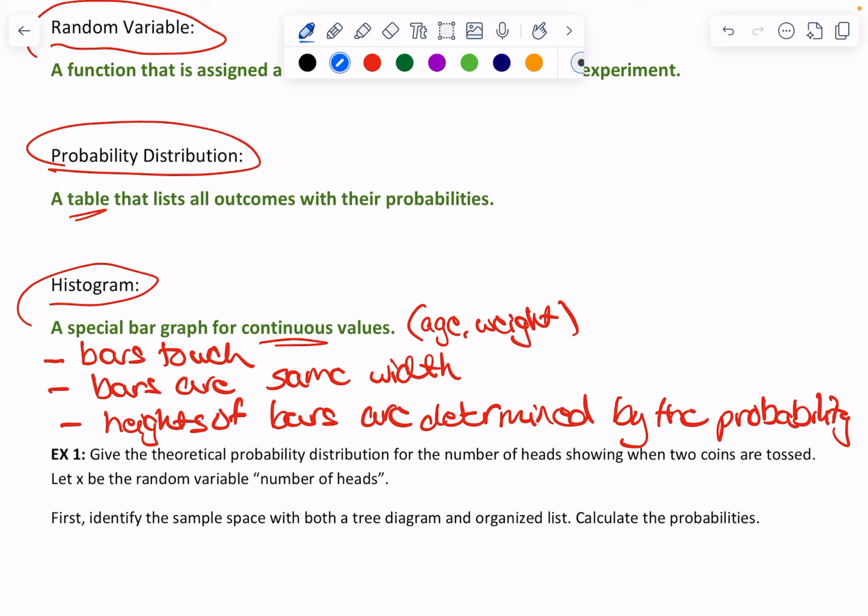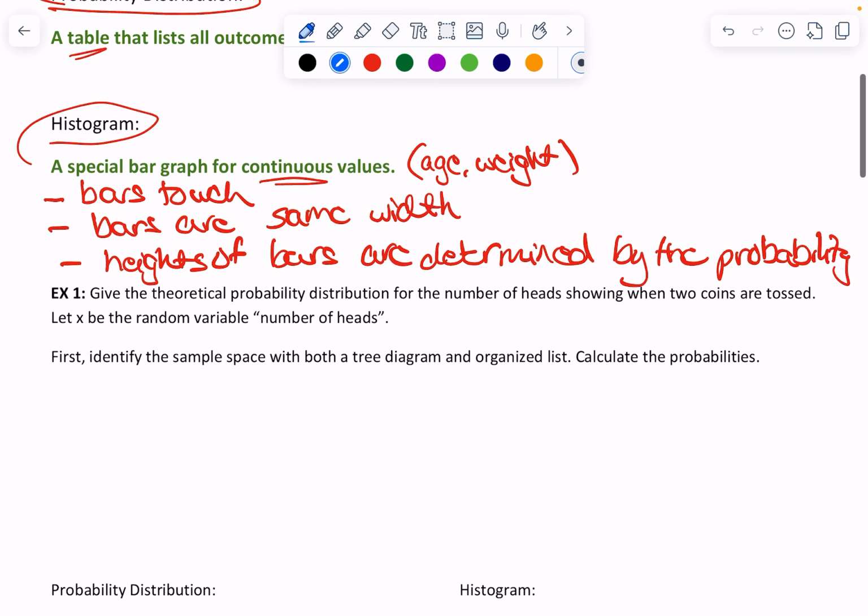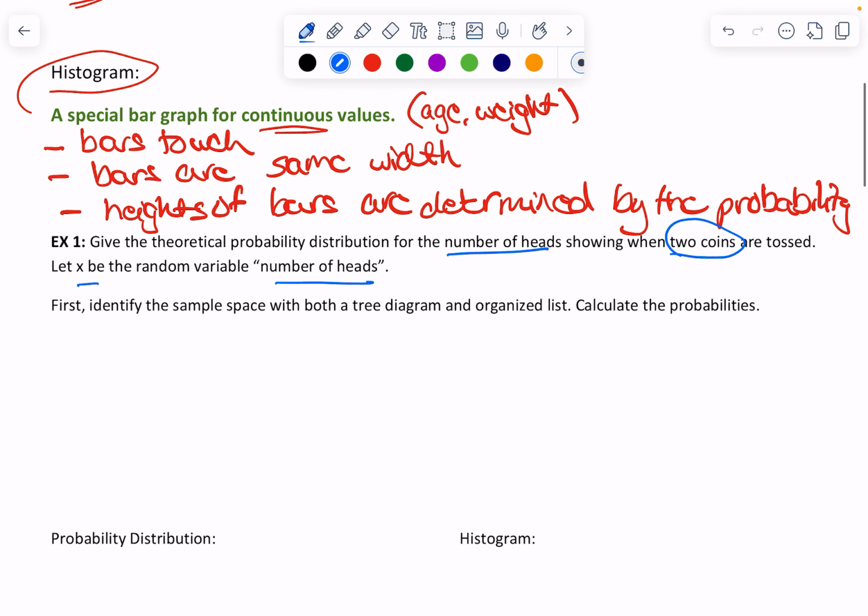Okay, so next we're going to look at an example. Give the theoretical probability distribution for the number of heads showing when two coins are tossed. So number of heads, two coins are tossed. So let x be the random variable number of heads. So first we're going to identify the sample space with both a tree diagram and organized list.